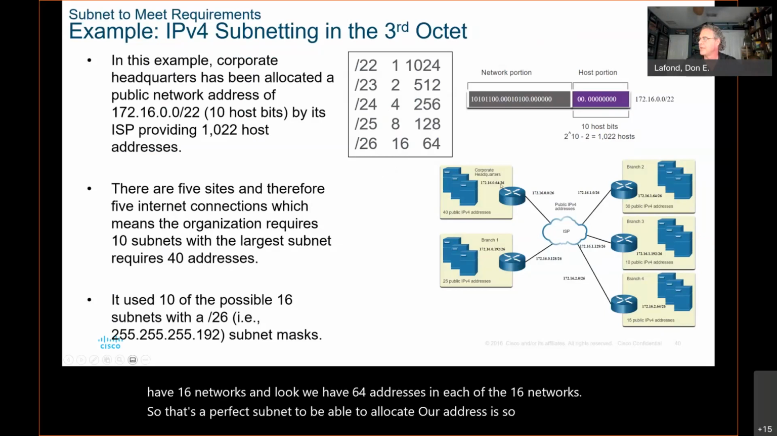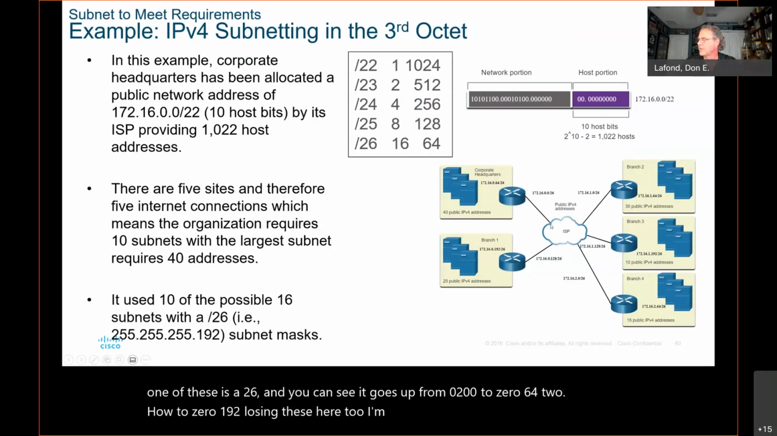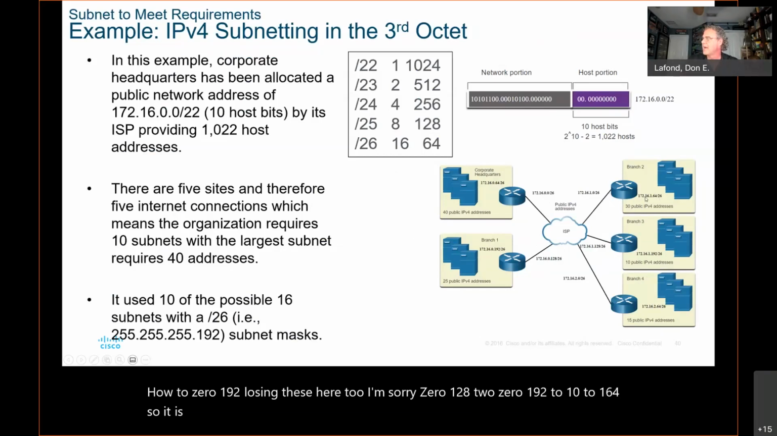That's why each one of these is a /26, and you can see it goes up from 0 to 64 to 128 to 192 to 1.0 to 1.64. I'm losing these here, I'm sorry. So it is going up by 64 addresses. That's that block size I talked to you about earlier.